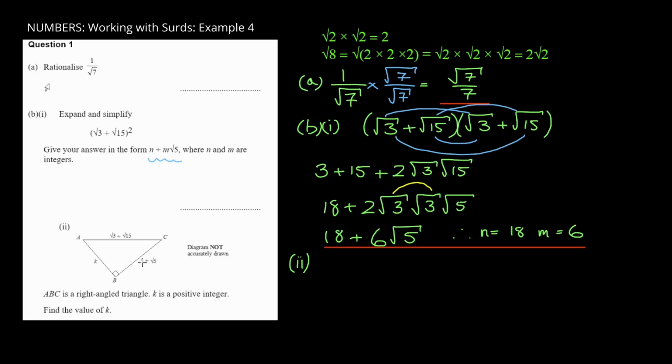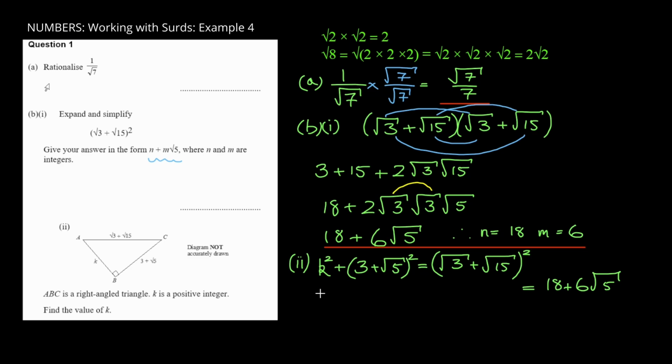Okay, in the next part, we've been given a right-angled triangle, and we've been given the dimensions of 2 of the sides, and we're asked to find the value of k. So using Pythagoras, this is what I get. The 2 smaller sides, individually squared, will equal the hypotenuse squared. Well, there's a little bit of shorthand here in that the right-hand side is indeed what we've just calculated. So whatever I get for the left-hand side, the right-hand side is going to be 18 plus 6 root 5.